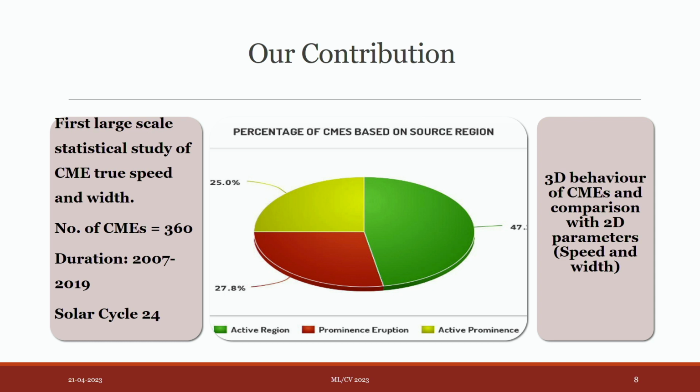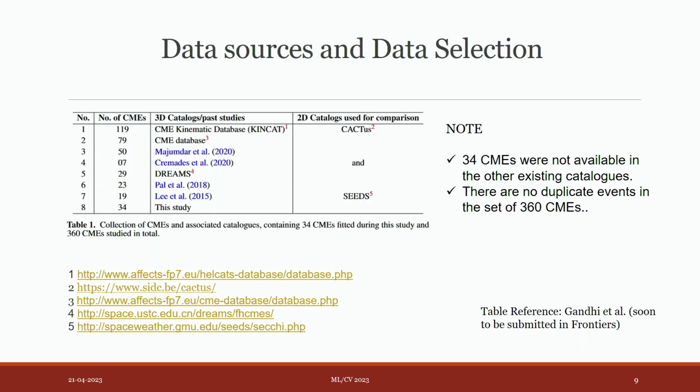Here, what we did is we wanted to see the imprints of source regions as well, not just look at the overall speed and width distribution of CMEs. So we divided these CMEs into their respective source region based CMEs. After that, we applied a few techniques on fitting the CMEs to get the 3D properties of CMEs and compare them with the 2D ones. Right. So this is the data source and data selection criteria that we used.